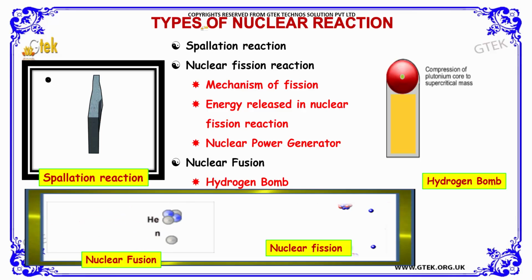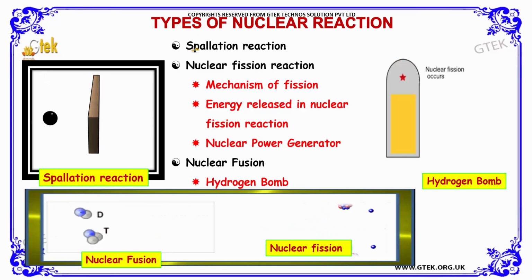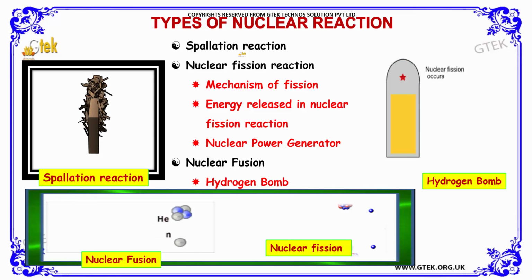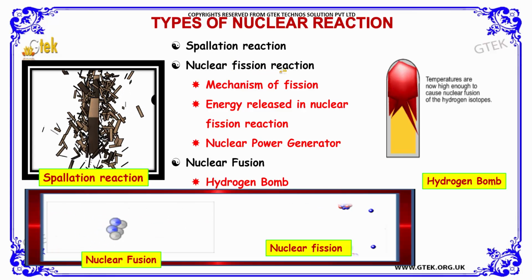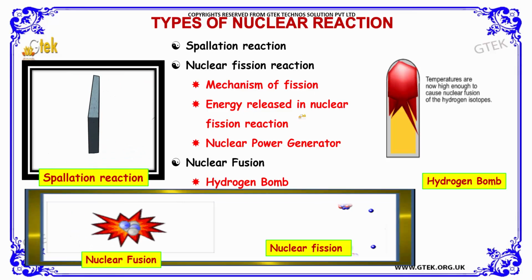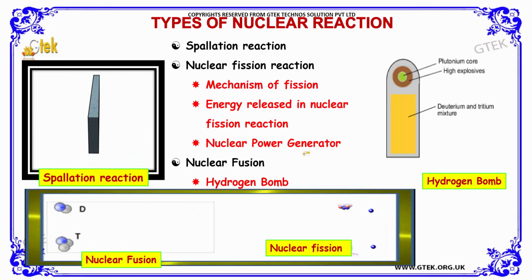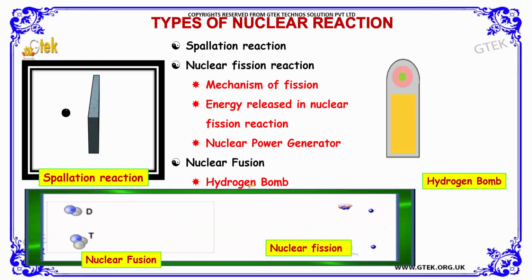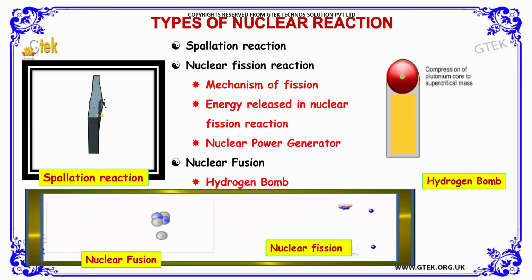So, if you talk about the types of nuclear reaction, we got spallation reaction, nuclear fission reaction, under that we got mechanism of fission, energy released, and nuclear power generator. And afterwards, I'm going to talk about the nuclear fusion, under that hydrogen bomb. Here is the spallation reaction.